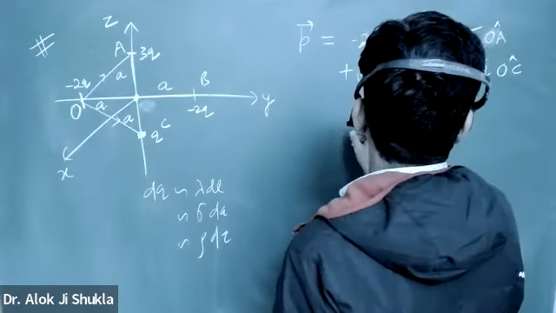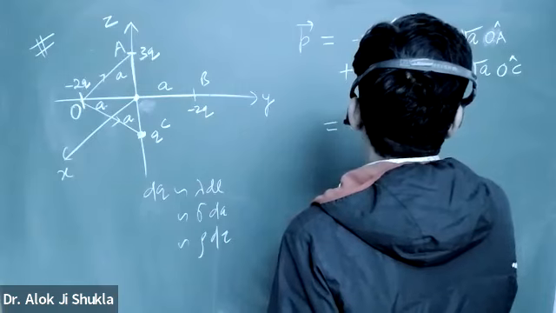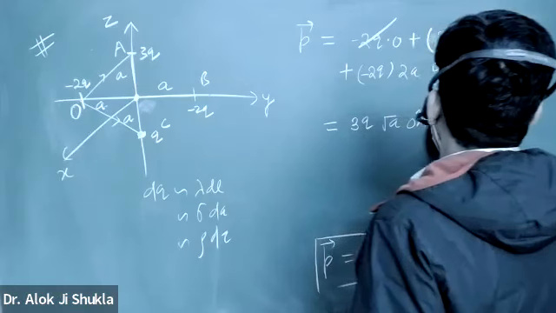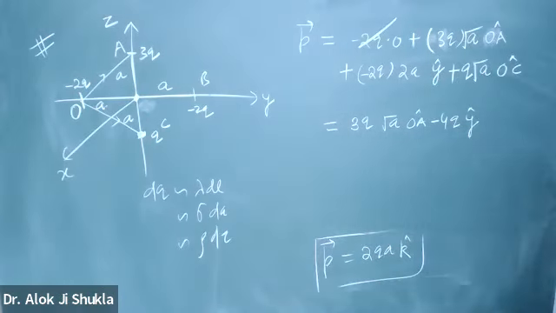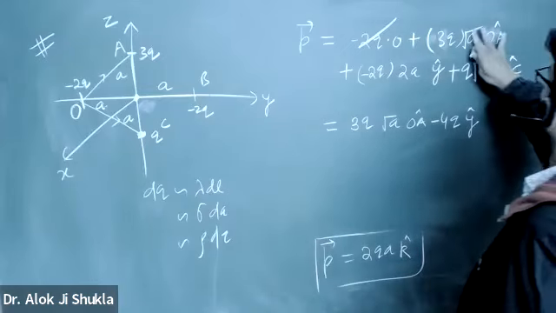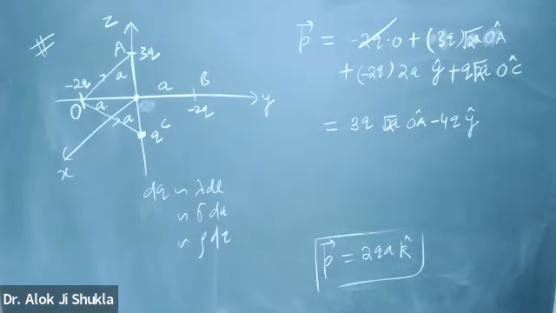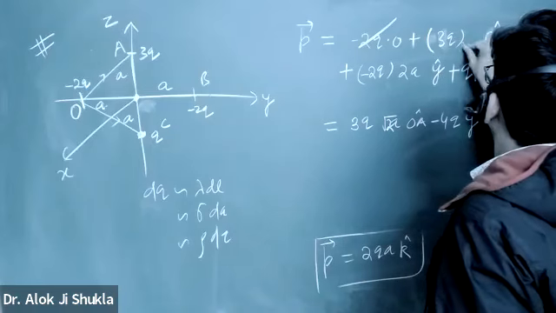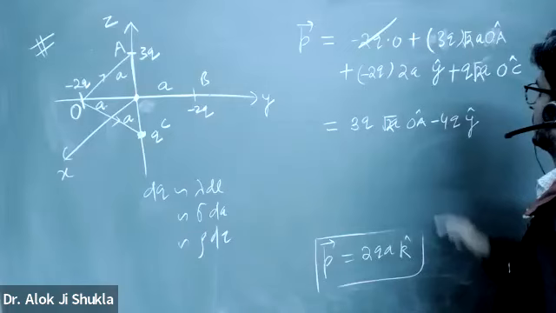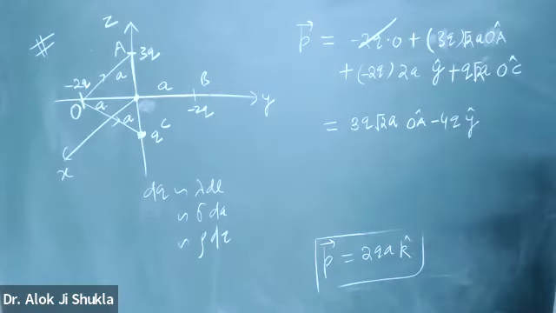So let me, this is O and you have 3Q root A OA cap and minus 4Q Y cap, correct? I think root 2A, not root A. You have taken root A. It is root 2A. Sir, A is outside the root. Right, what am I doing. Root 2A, okay, like this. So 3Q root 2A.